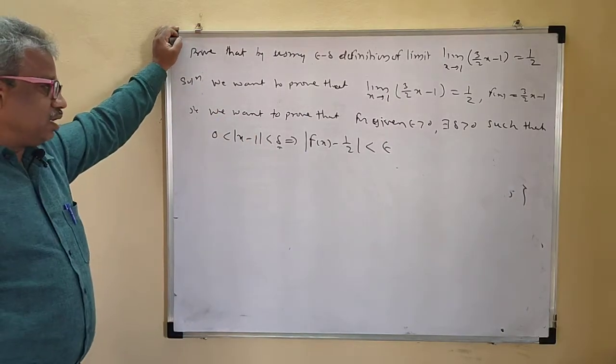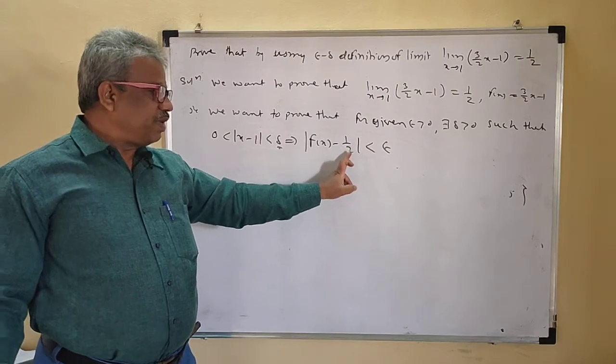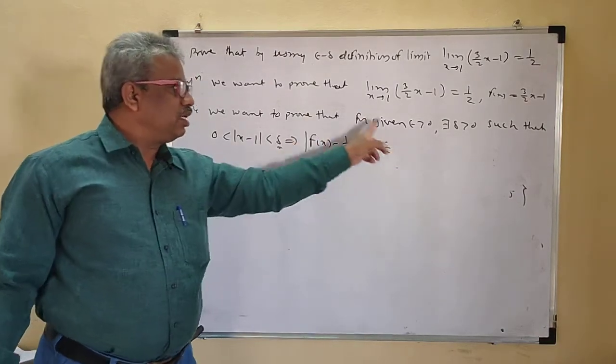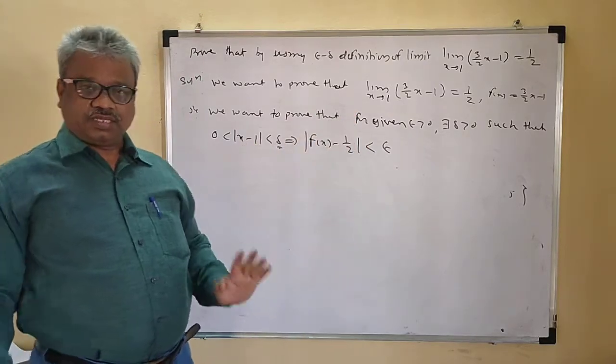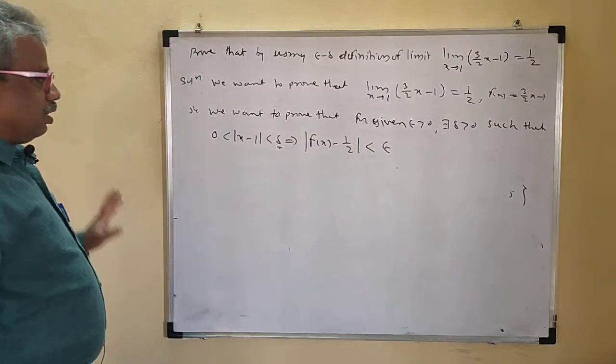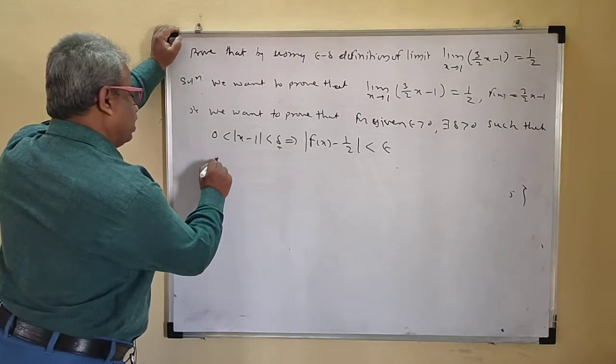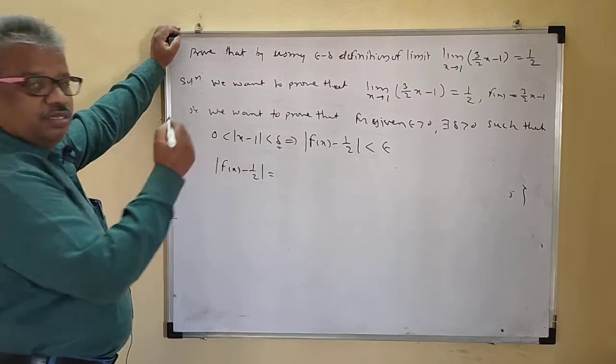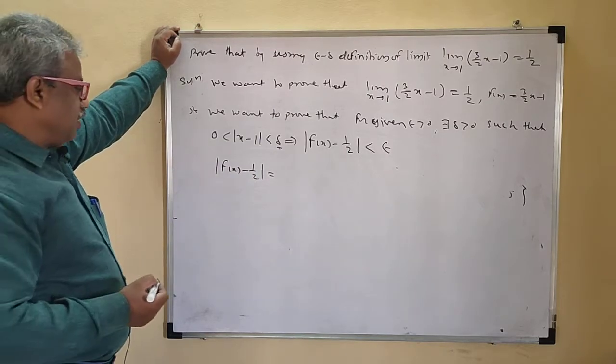Now with the help of this, f of x minus half has to be less than epsilon. You have to convert this in terms of x minus 1 being less than some number. That you have to prove. That is the part. So find f of x minus half first, and then we will rearrange for x minus 1.